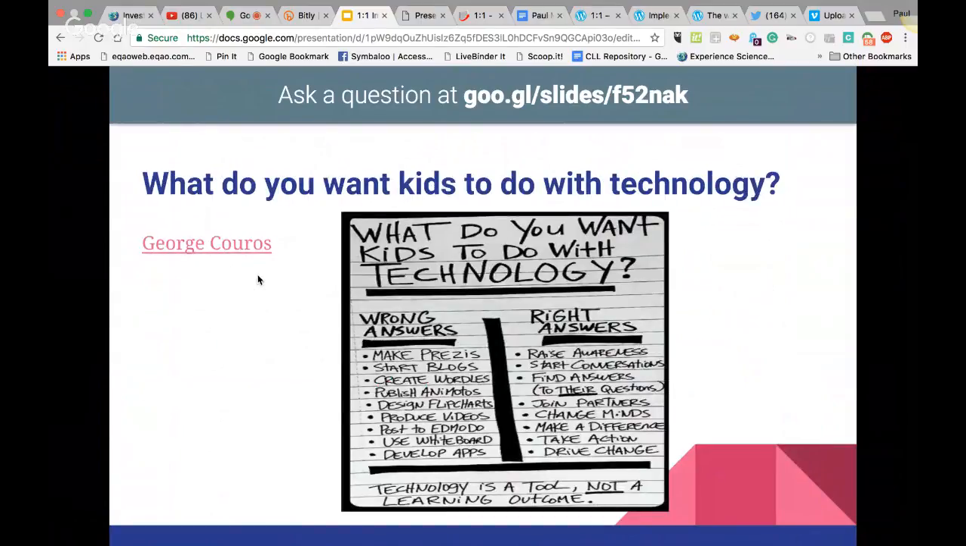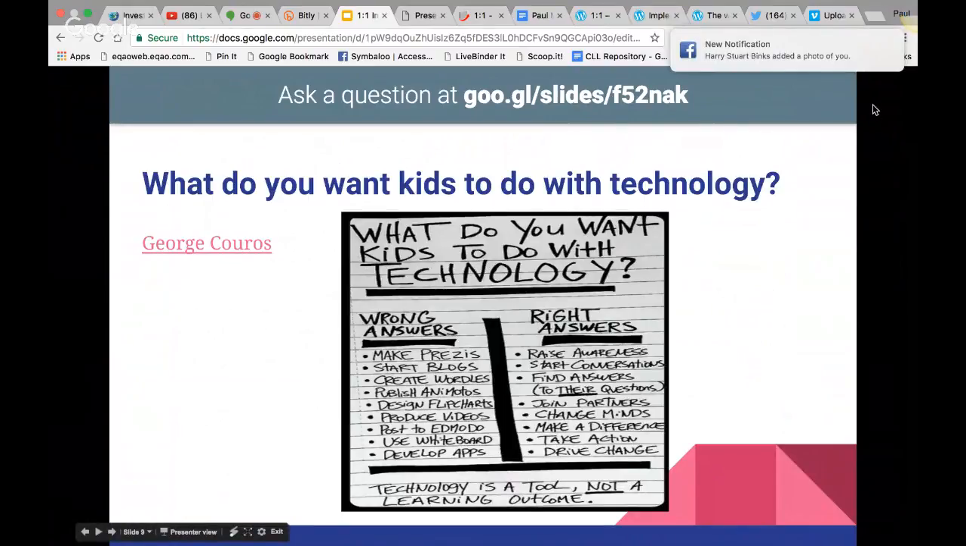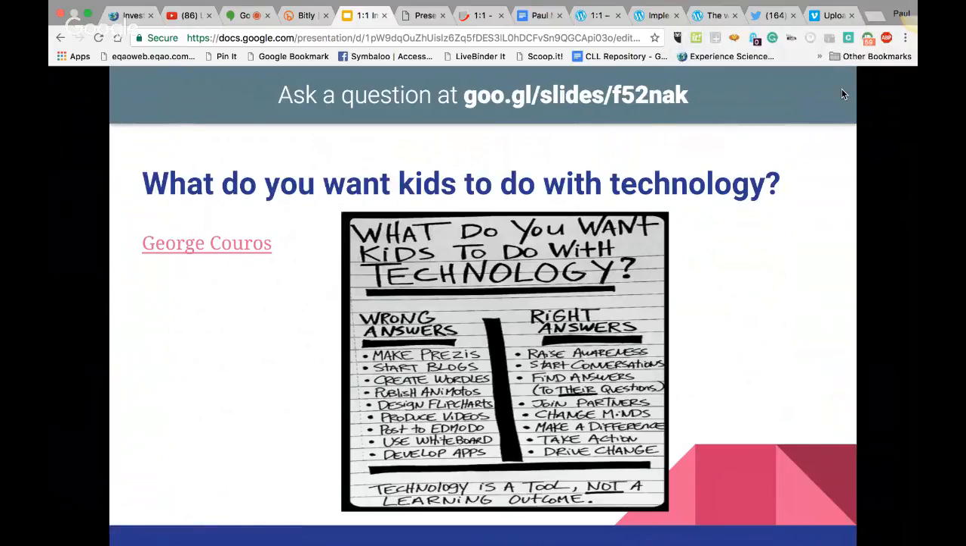This is a slide that a lot of you have probably seen, by George Couros. What do you want kids to do with your technology? We want to get away from the instructive and toward the constructive, as I mentioned earlier. So instead of just making a Prezi, it's developing awareness, starting conversations, finding answers, really getting into inquiry. It's doing things with the machine, creating content, not just being a passive viewer of content.